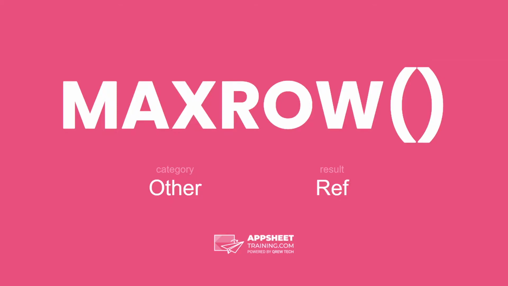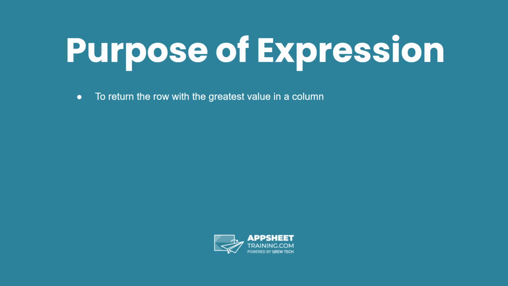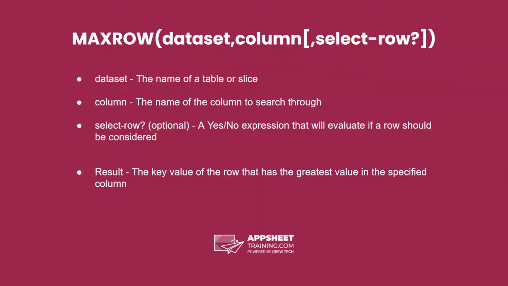The MAXROW expression is in the category Other and has a result of a ref data type. The purpose of this expression is to return the row with the greatest value in a column. The MAXROW expression has up to 3 parameters.